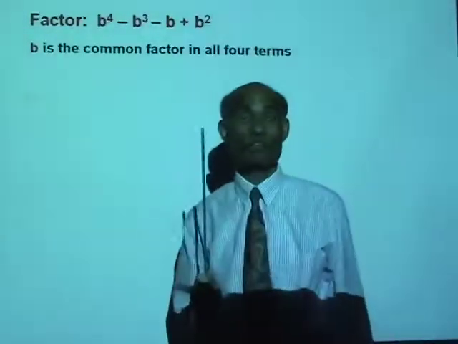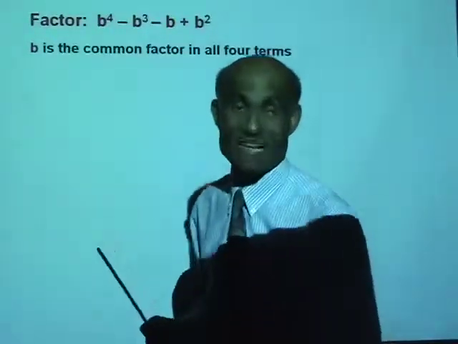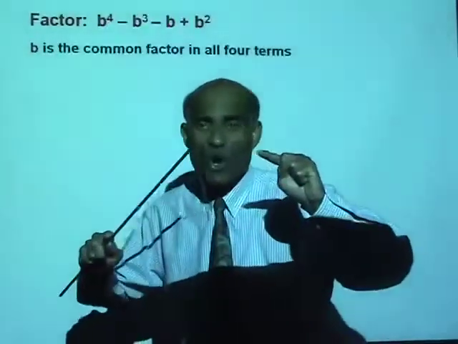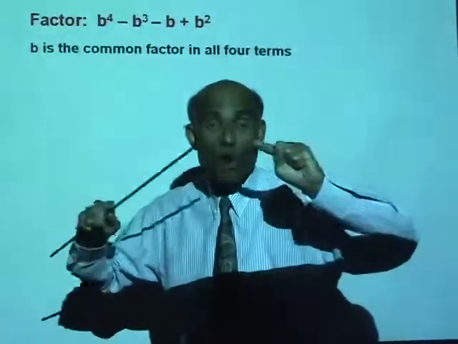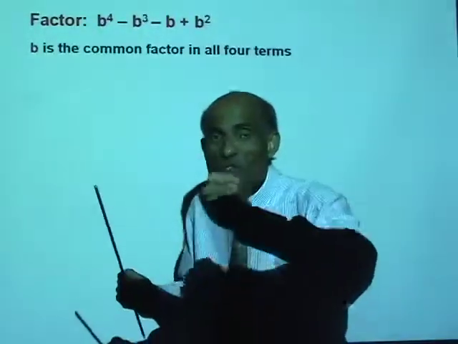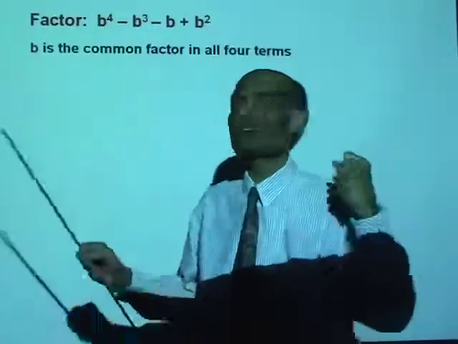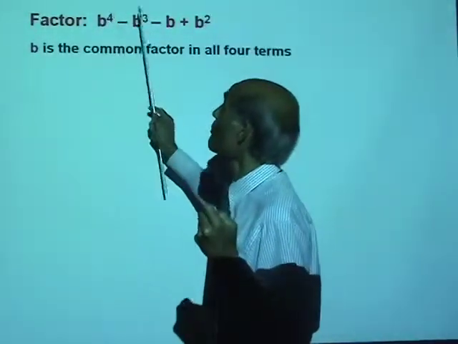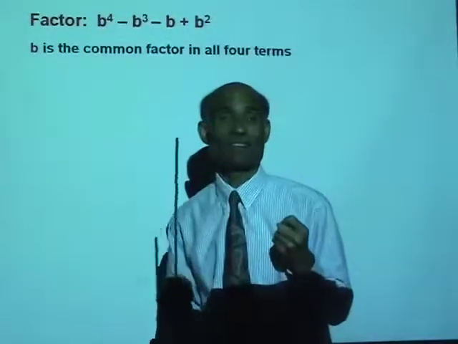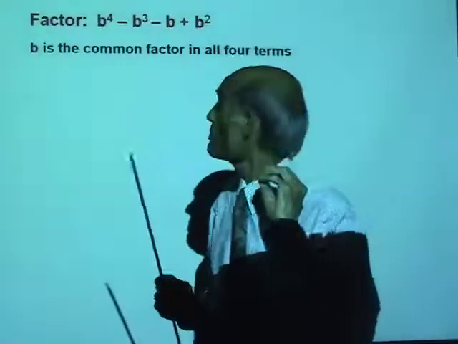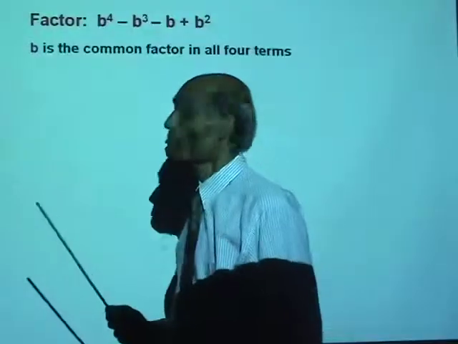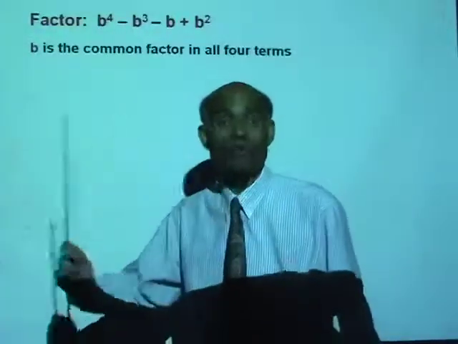Now, first of all, you notice one thing. As I told you, always look for anything common in all the terms. Before you apply any other method, you need to pull out that common factor. If you look here, b to the power of 4, b cubed, b squared. There is a particular number that is common to all. What is that? B. B is the common factor in all four terms.